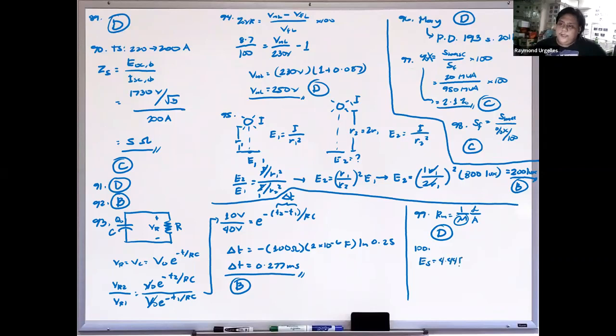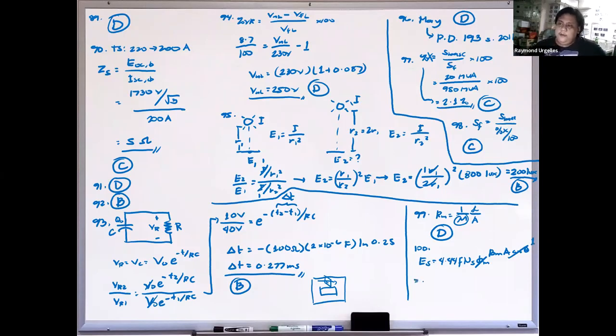So 4.44 times frequency times secondary turns times the maximum core flux. Since there is no given maximum core flux, we will use the maximum core flux density multiplied by the area. There should be a cosine theta here, but our assumption in the transformer is that the flux passes perpendicular to the cross-sectional area of the core. Therefore, this will be 1, so this is all we need.